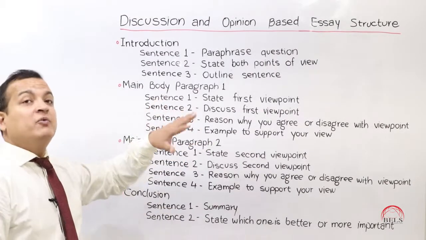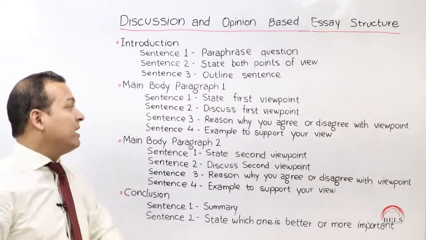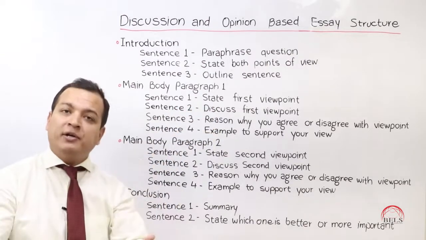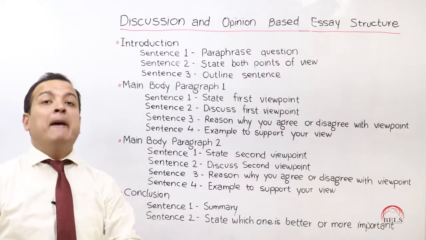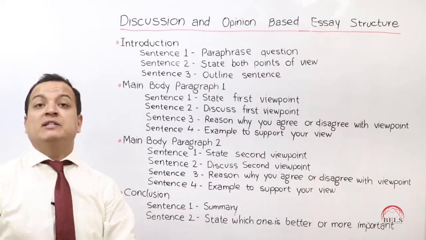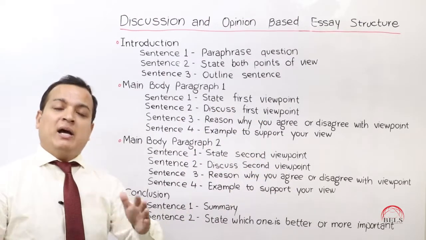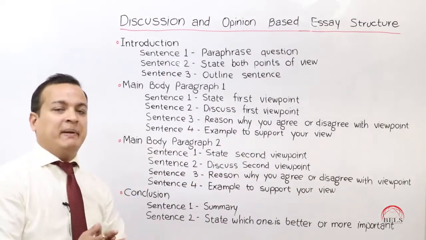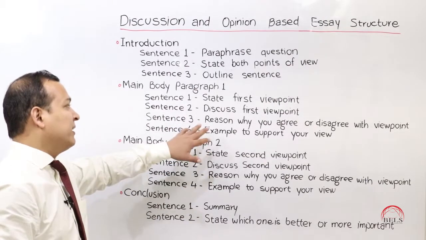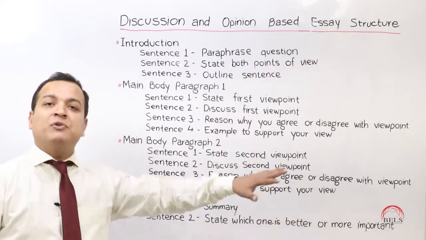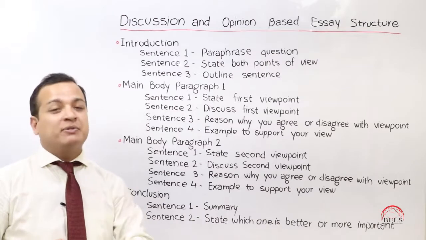Now you'll come to the main body para 1. You can start with 'on the one hand'. On the one hand means one side view of the people. Here you can state the first viewpoint. You'll be using the same formula we have already discussed before, the PEE formula: point, explain, example. So you will give the first point, what they say, one side view of the people. Then you'll discuss the same viewpoint in detail. Then you will give the reason why you agree or disagree with the viewpoint. And then in sentence 4, you will give an example to support it.